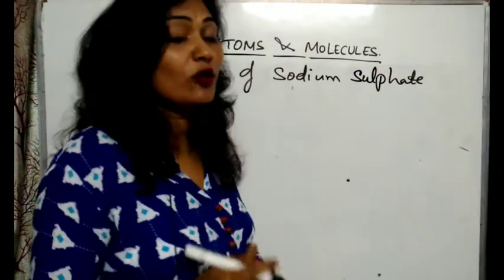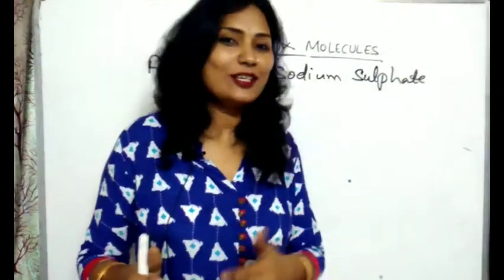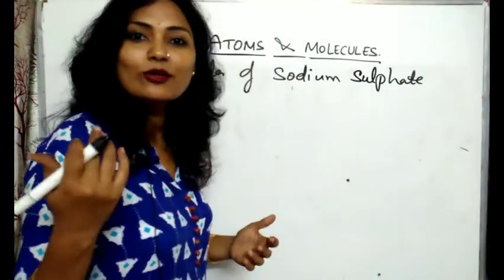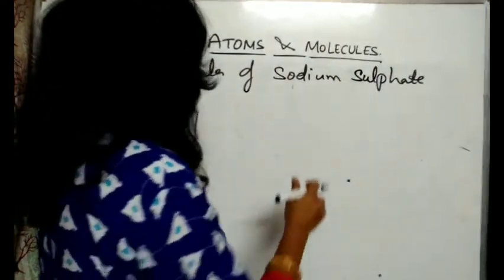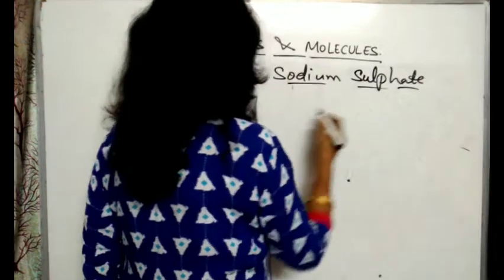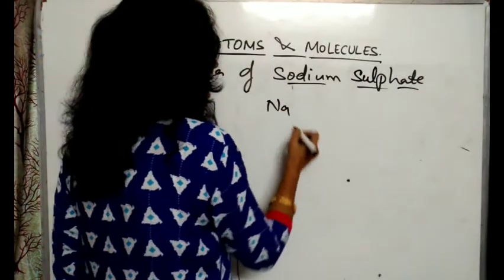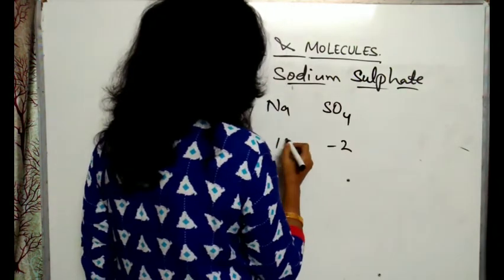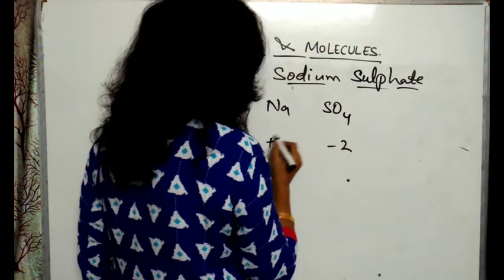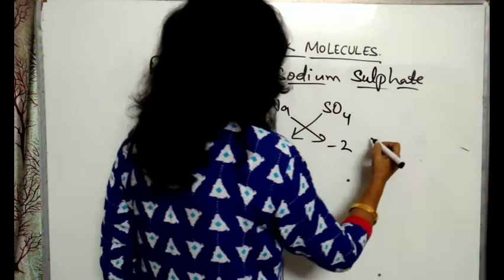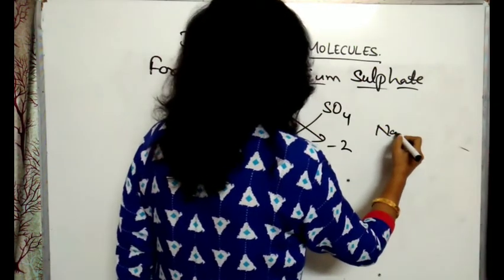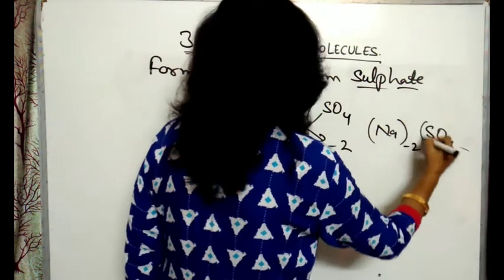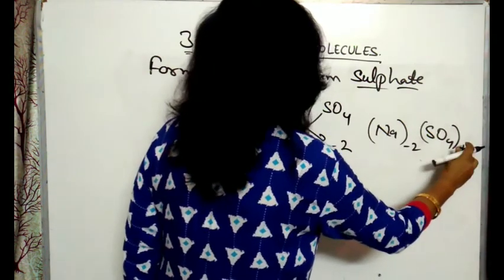But first of all, please learn the valencies of these polyatomic ions also. Otherwise, you will not be able to write the formula. Now, sodium sulfate you can write. So, sodium is Na and sulfate is SO4. Valency -2, its valency +1. Okay, now cross over the valencies. What will you write? Na -2 and SO4 +1.